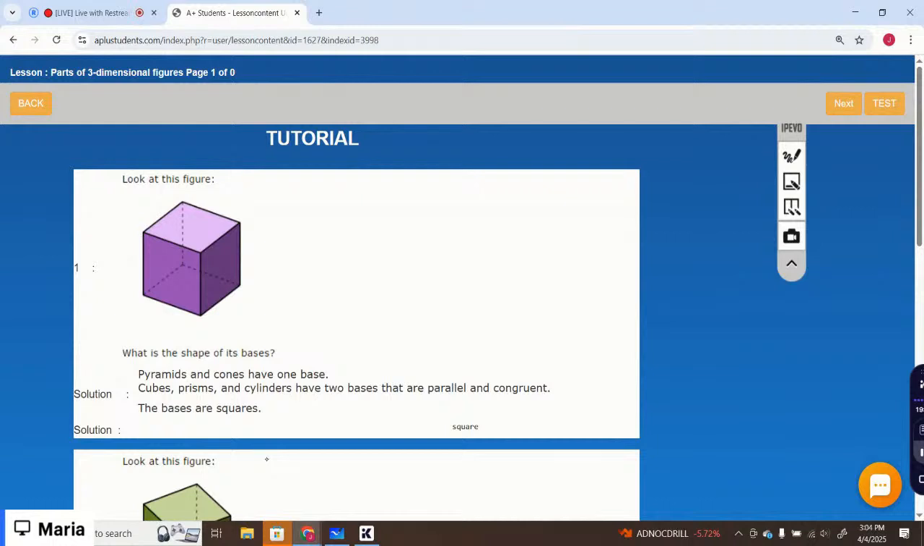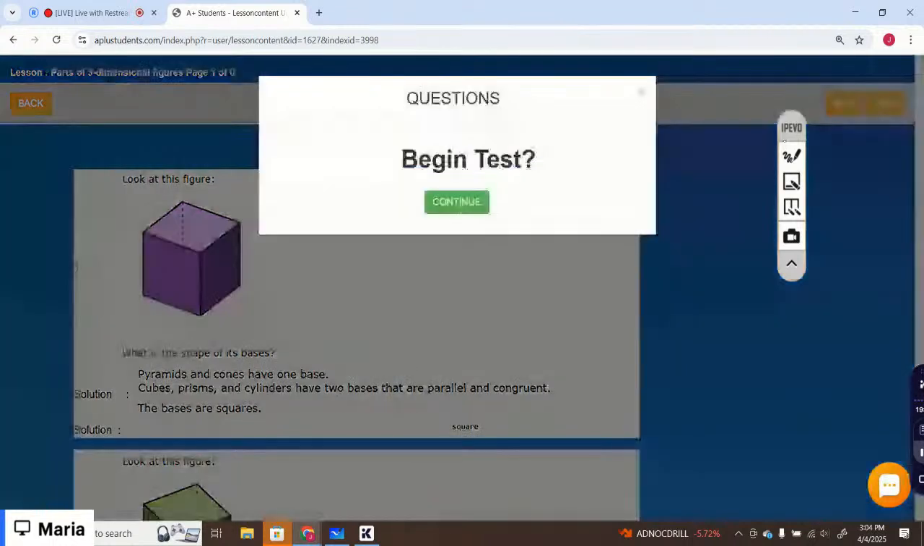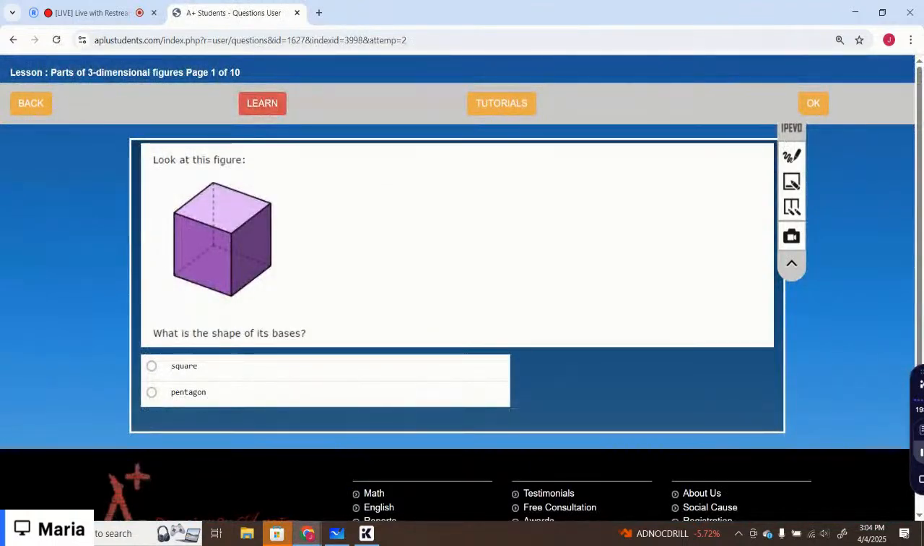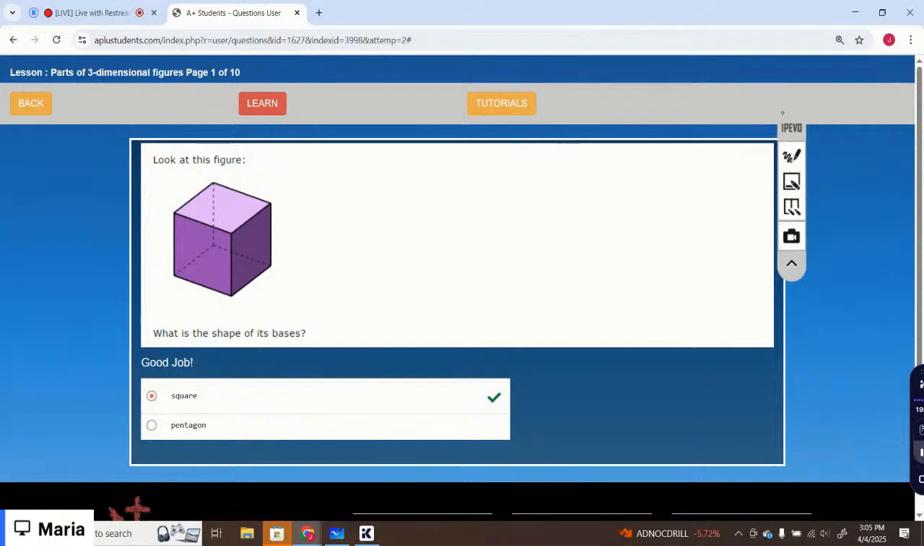Let's start with the test questions. Look at this figure. What is the shape of its base? The shape of the base is square. Option number one is the correct option.